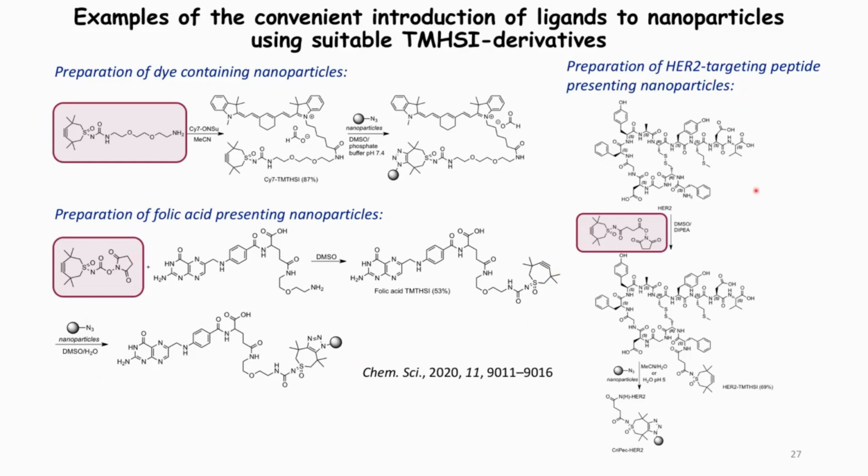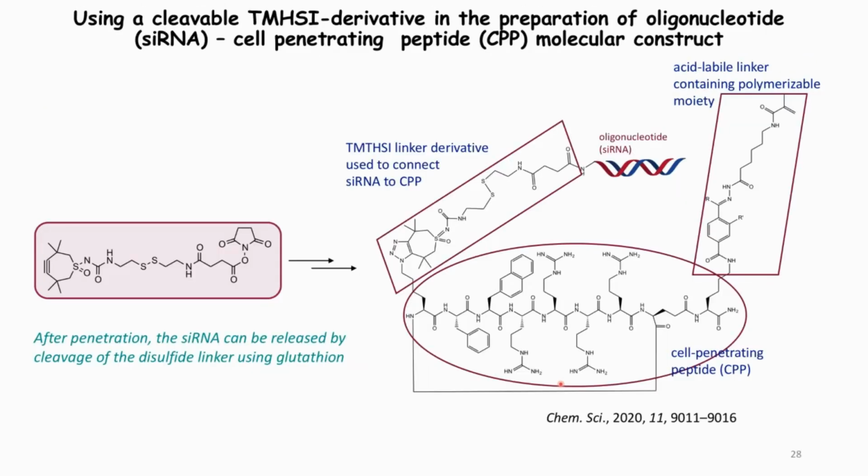A targeting peptide, also with the succinic ester derivative, can be reacted, and we obtain nanoparticles which have this targeting peptide. So there are many examples, and I just briefly mentioned them. If you want to look at them in more detail, I would refer you to our paper, but there are many possibilities here. A very interesting possibility is the use, again, of this disulfide-containing linker.